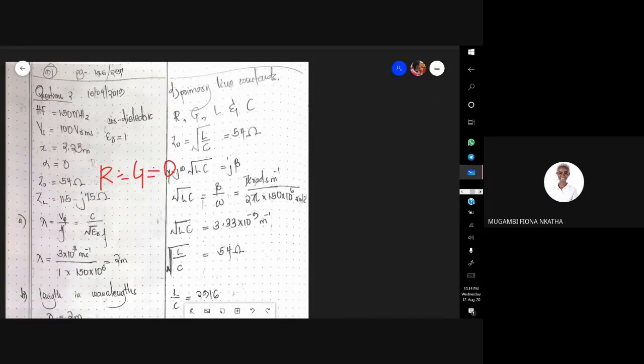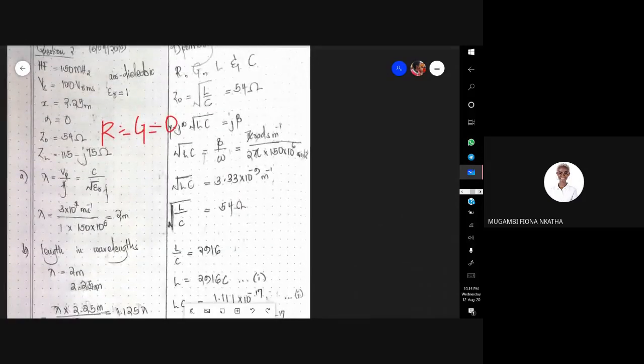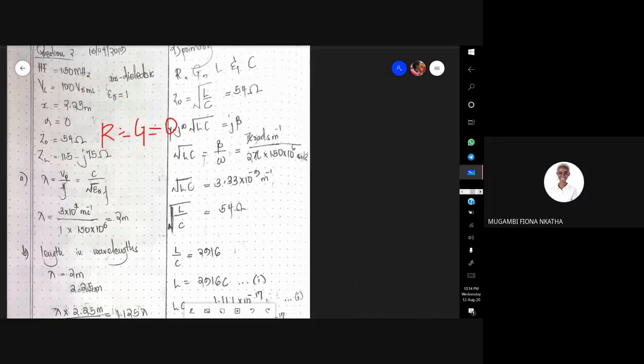So Z0 is the characteristic impedance for high frequencies. We know it's root L over C. This is high frequency, 150 megahertz, so it is equal to 54 ohms. And then we form our second equation using the phase shift coefficient, which is also a condition for high frequencies, where the phase shift coefficient is equal to omega root LC. So that's our second equation.